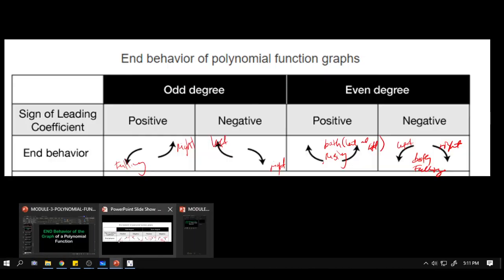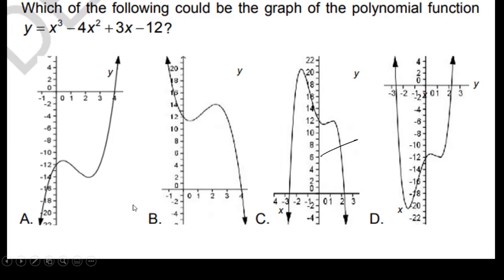Now, let's continue. Now, let's have an example. Which of the following could be the graph of the polynomial function y is equal to x cubed minus 4x squared plus 3x minus 12? So, step 1, look for the leading term. The leading term contains the highest degree exponent. So, 3 is the highest degree. Therefore, x cubed is the leading term. Now, x cubed has a positive leading coefficient. Right? And the degree is odd.